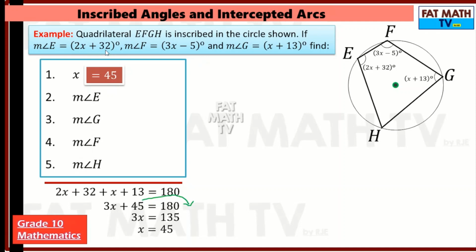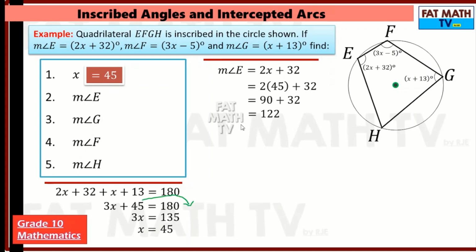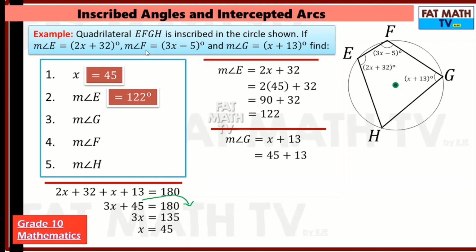Measure of angle E. Angle E is 2x plus 32. So x is 45. So 2 times 45 plus 32. That's 90 plus 32. That is 122. So measure of angle E is 122 degrees. Measure of angle G. Angle G is x plus 13. X is 45. So 45 plus 13 is 58.